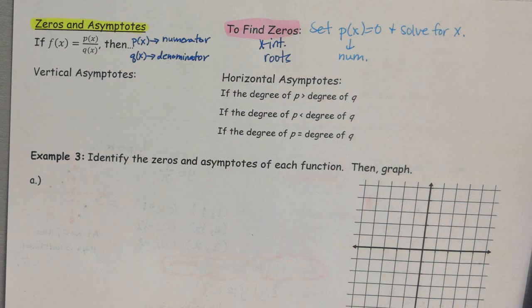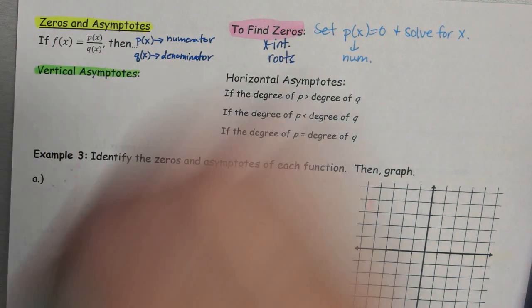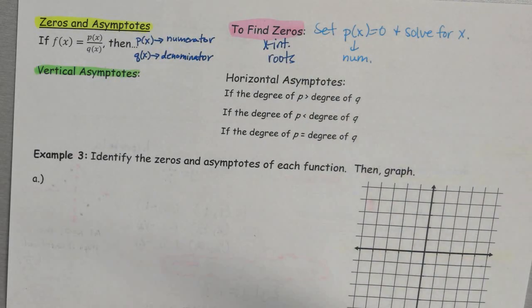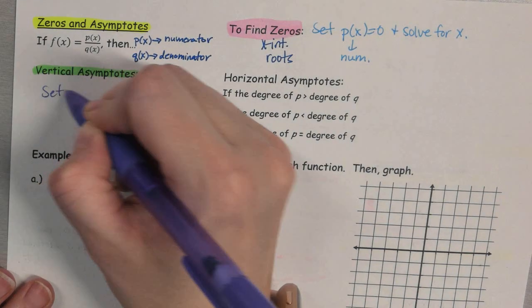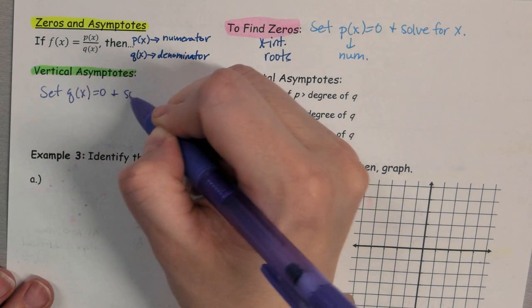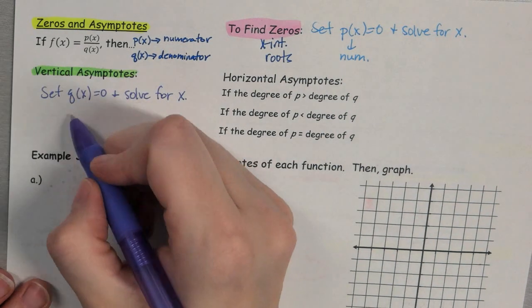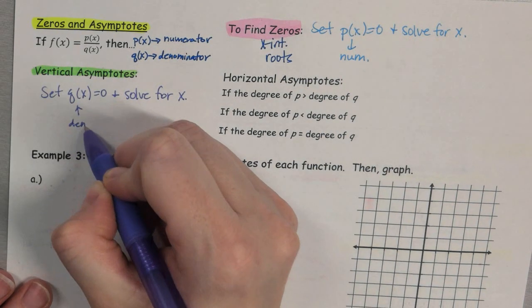And then for the vertical asymptotes, to find the vertical asymptotes, we are going to set q of x equal to 0 and solve for x. Of course our q of x is the denominator.